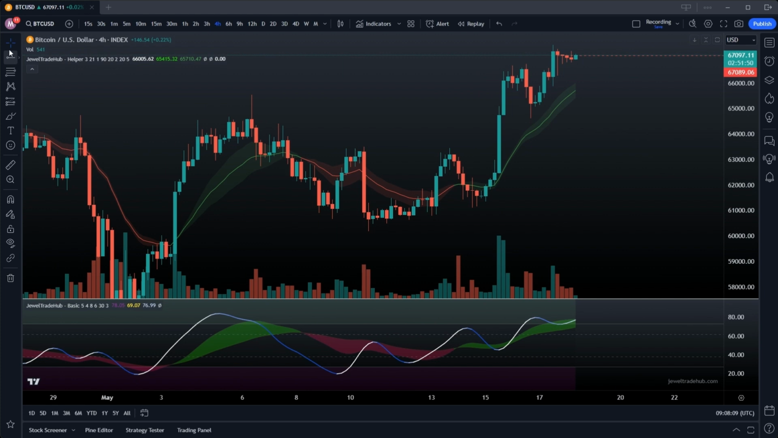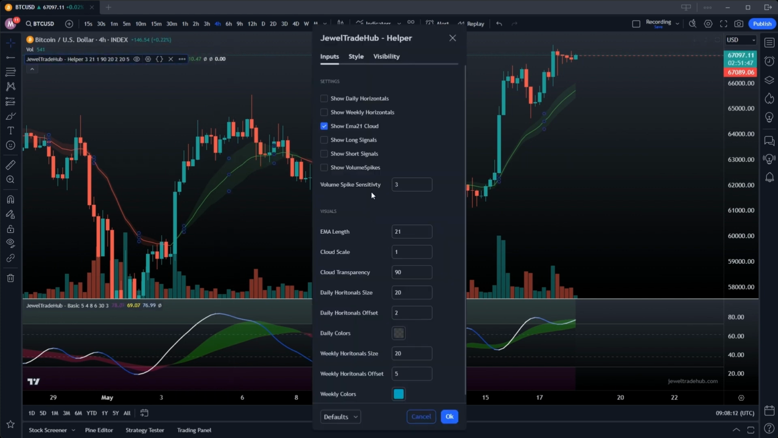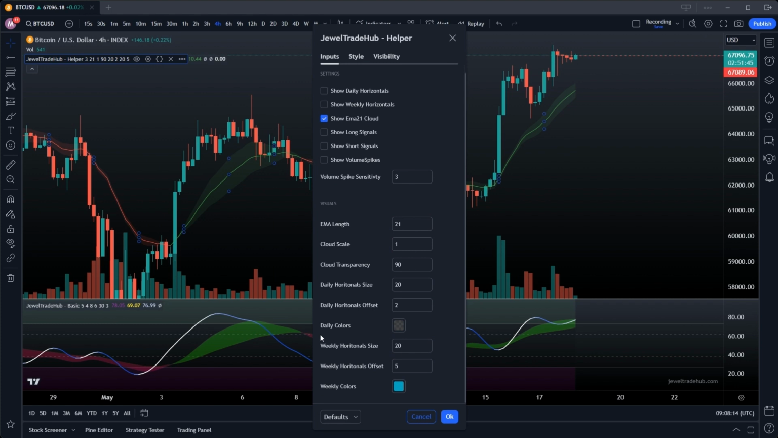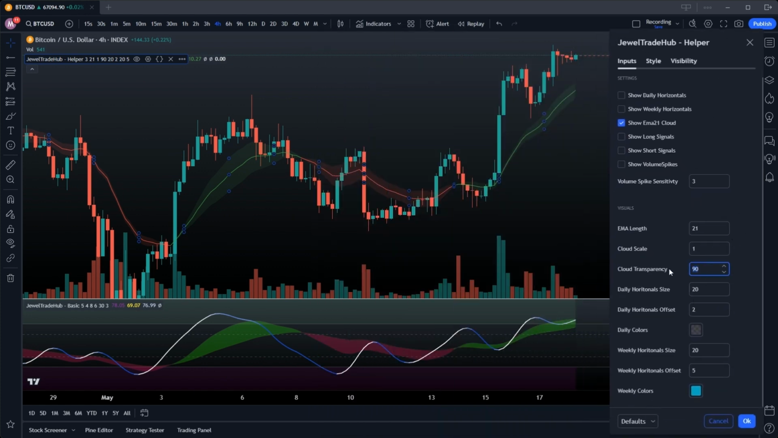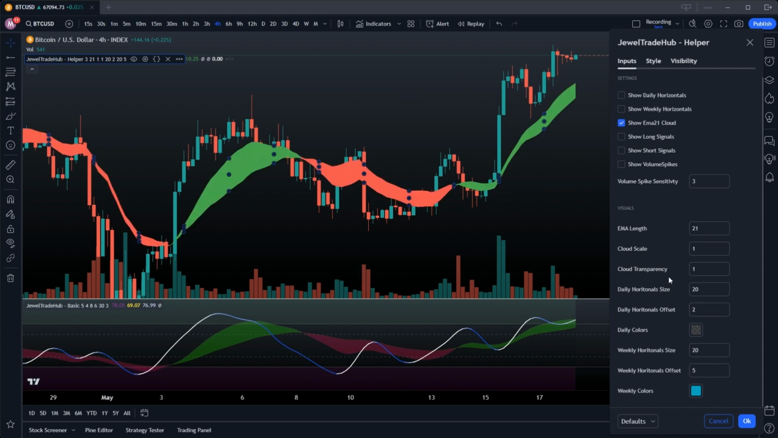If you don't want to see the cloud, again, in the settings, very easily, you can do that. That would be with cloud transparency. So right now it's at 90, right? 90% transparency. If you put it to 100, it's just going to go away. No more cloud, right? By the way, same for the EMA. If you just don't want to see the EMA, you can just click on that. At this point, you have nothing else, right? So there it is. And if you want to see just the cloud, there you go.